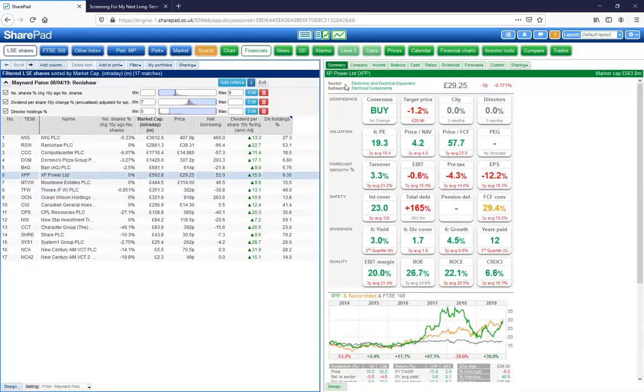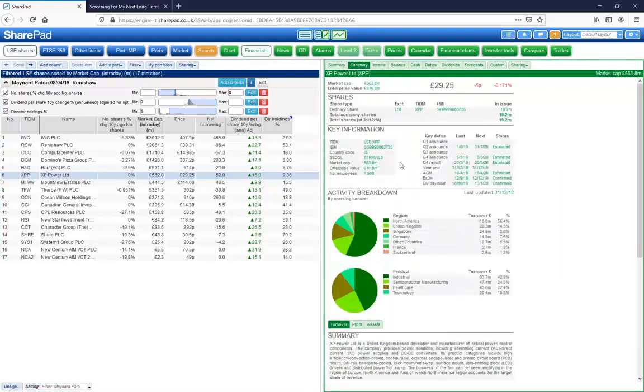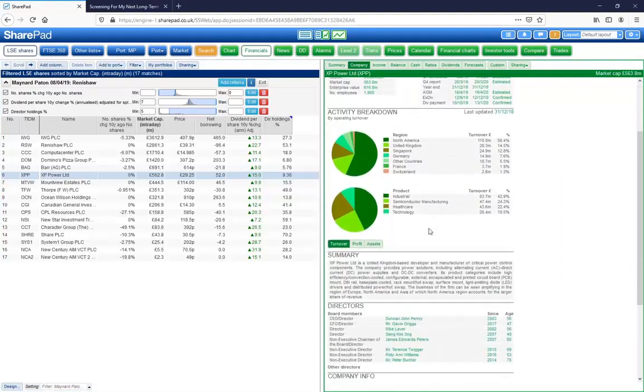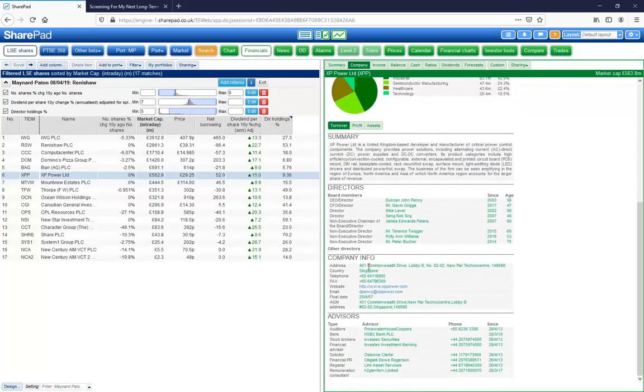So XP Power, we're going to move over here to the company tab, and if we scroll down, here we go. We can see here the company is actually domiciled or based in Singapore, and if you want to attend the AGM, it's in Singapore, so bear that in mind. What does this company do? It's a manufacturer of critical power control components.